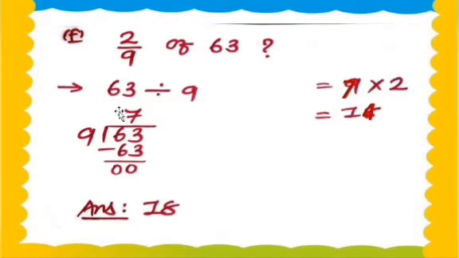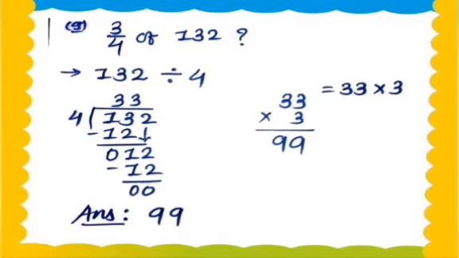Okay, so we take here 7, means 7, and multiply with numerator 2. So 7 2s are 14. 7 1s are 7, 7 2s are 14. Understood, my dear students? Got my point? I hope you have understood. So the answer is 14. 7 2s are 14. I hope you all have understood.